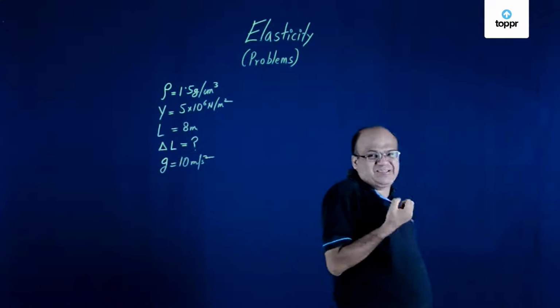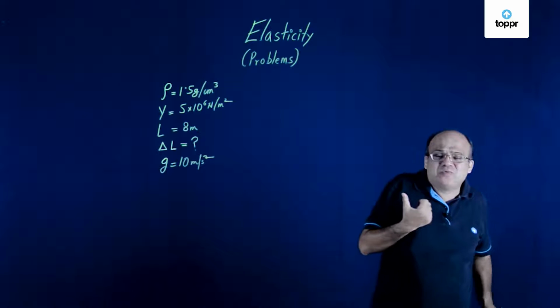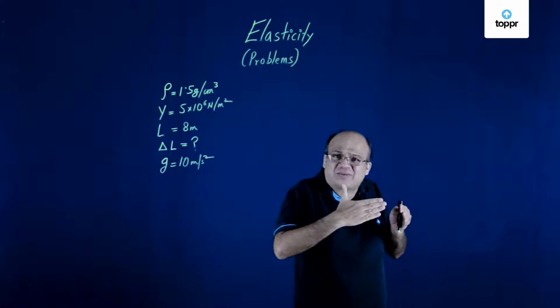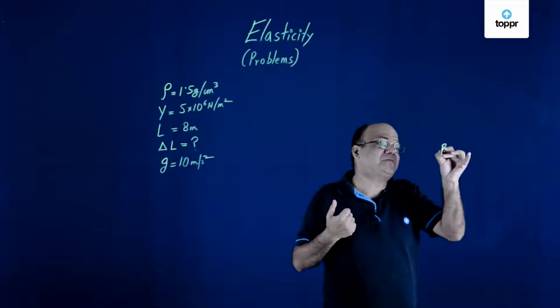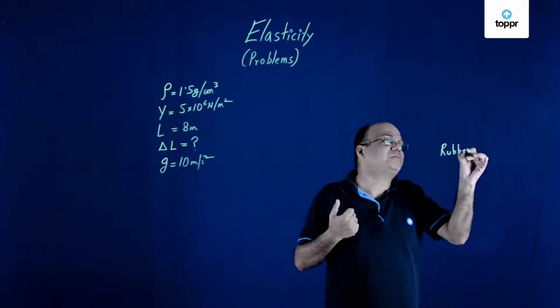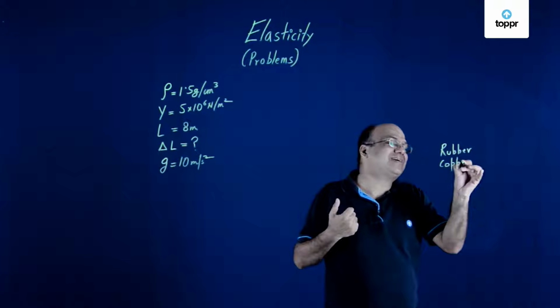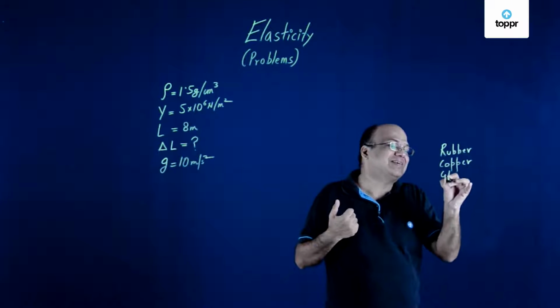Let us look at one easy question. Which of the following materials has got the maximum elasticity? Rubber, copper, glass, steel.